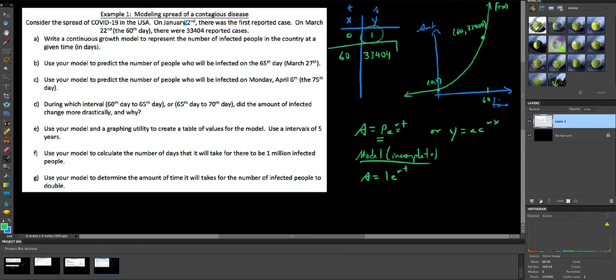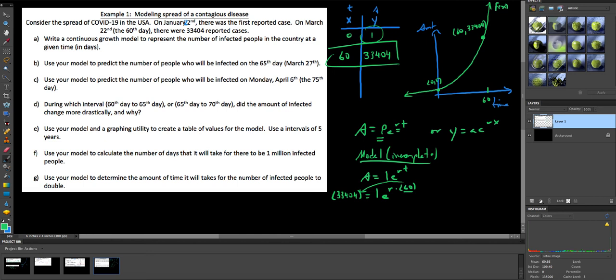Because we have this extra data point, this is what we're going to do. We're going to plug in 33,404 for our amount. And we could say that we know it was this amount if we started with one person and it was e to the rate times 60 days, because at the 60th day, that's when we had this amount.